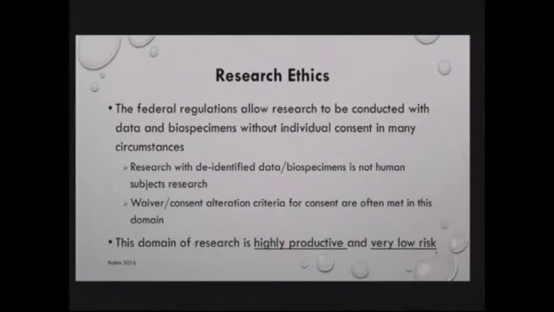As you all are familiar, federal regulations really allow research to be conducted with data and biospecimens without individual consent in many circumstances, either de-identified or even with identifiers. Oftentimes the waiver criteria are met. This is a domain of research that I think has been highly productive, and I also think the track record for risk has been extraordinarily good. There are virtually no instances of significant welfare harms, tangible harms to participants, secondary to data use and biospecimen use, secondary uses in the conduct of research.